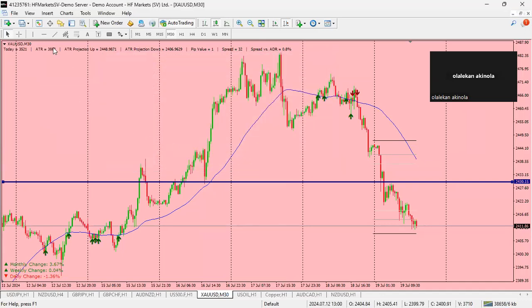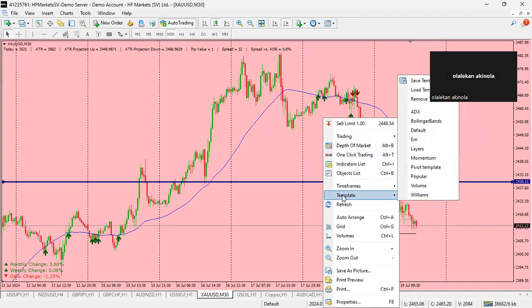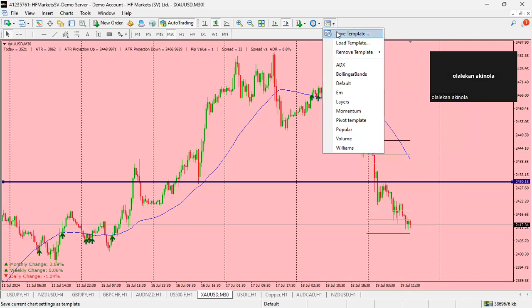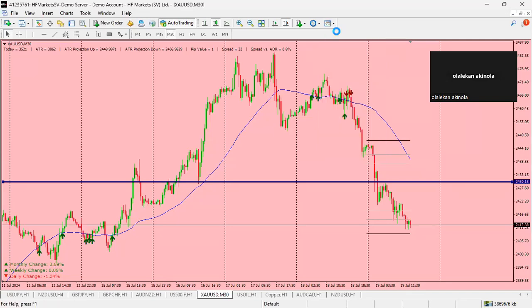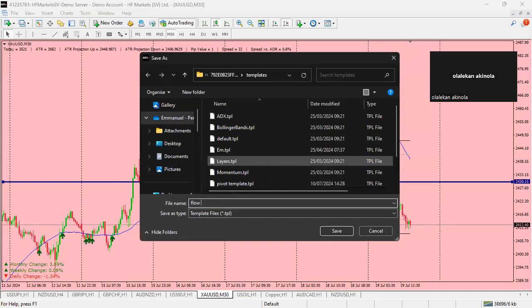When you load up the flow system, you can also save it as a template so that you don't have to keep loading it on every chart. You can right click on your screen, see Template, and go to Save Template. That's one way to do it. Or there's even a Template option already at the top of the screen. Just click on Template and go to Save Template, whichever way you want, and then save it as flow template.